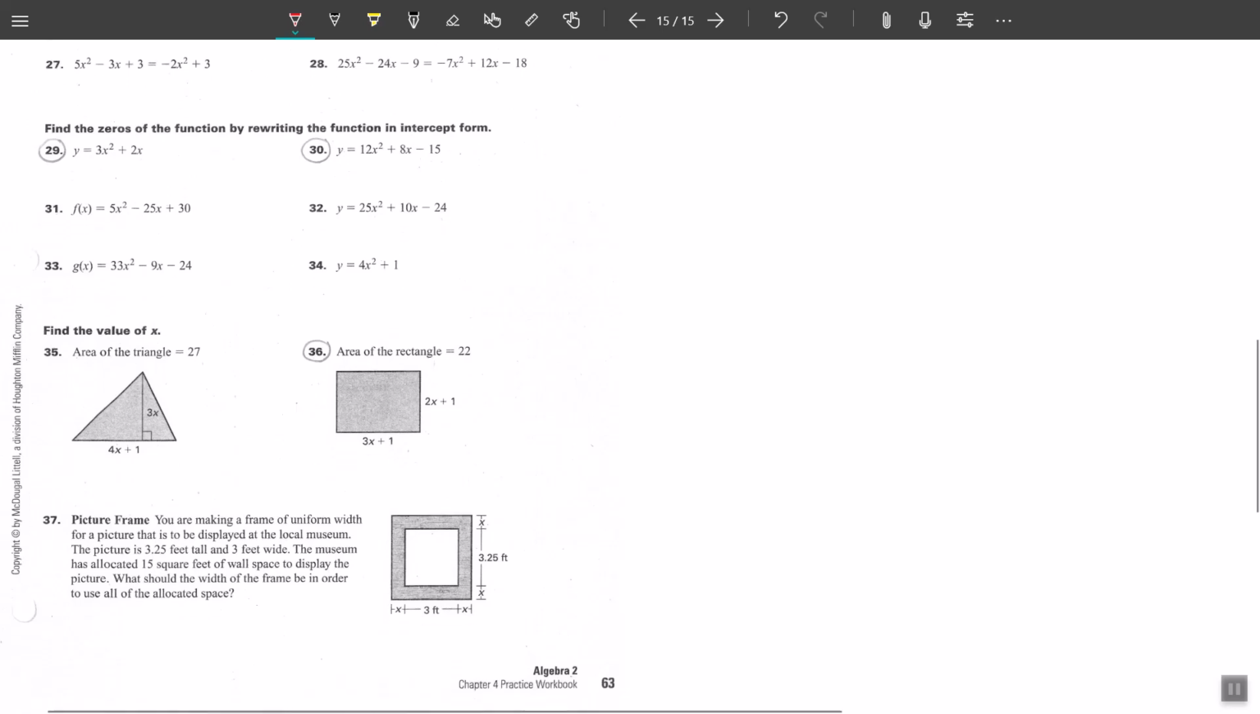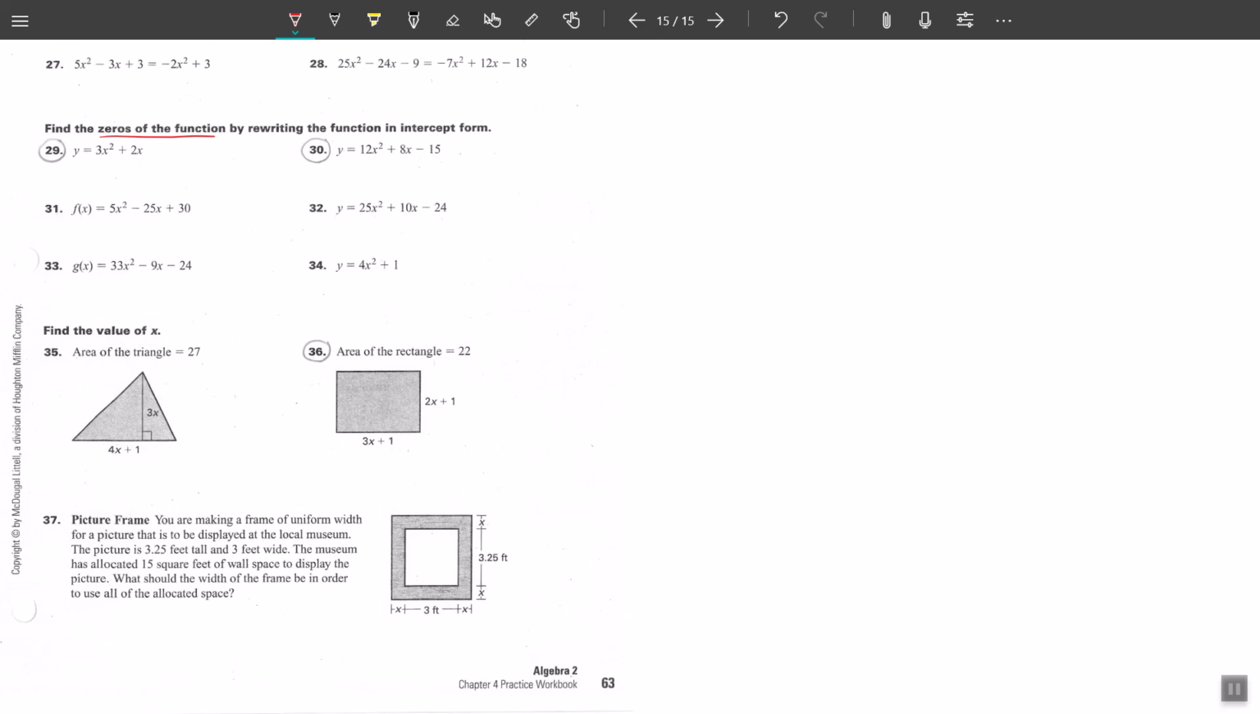29 and 30 ask you to find the zeros of the function by rewriting the function in intercept form. All right, so let's just talk about the directions for a minute. Find the zeros literally means what is x when y is 0. So they could have said it that way. They could have said set the equation equal to 0 and solve for x. They could say find the x-intercepts. So finding the zeros of the function is when y is 0, what is the value of x?